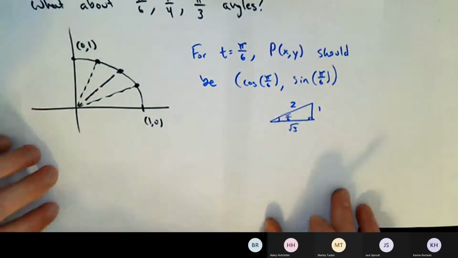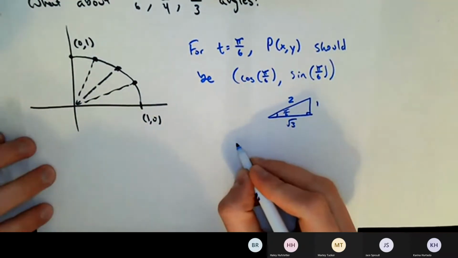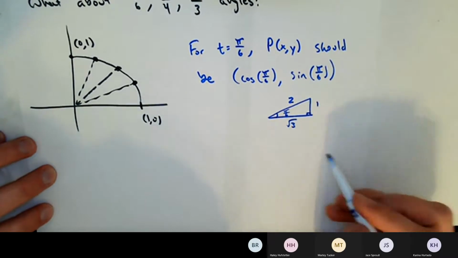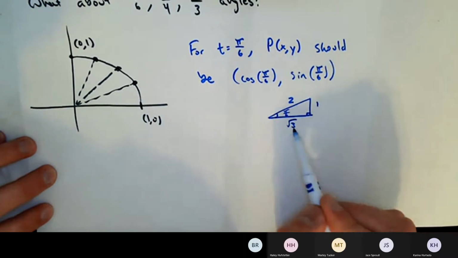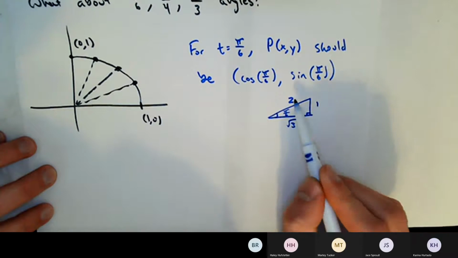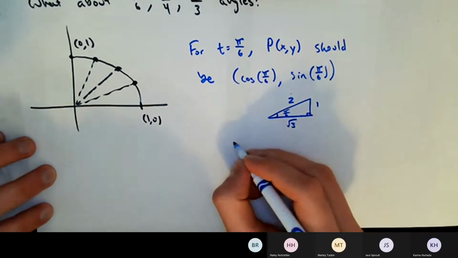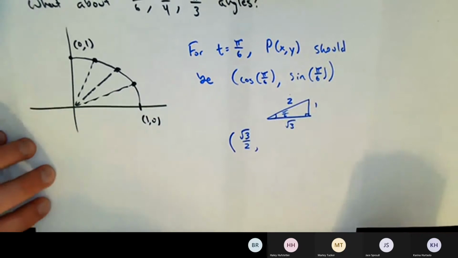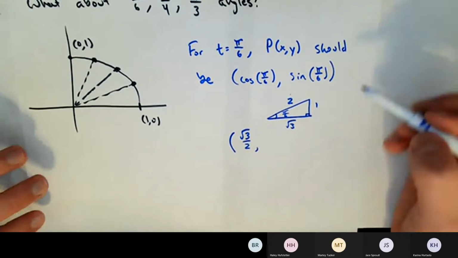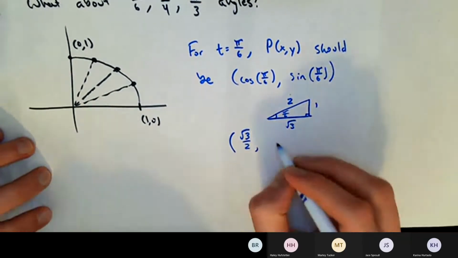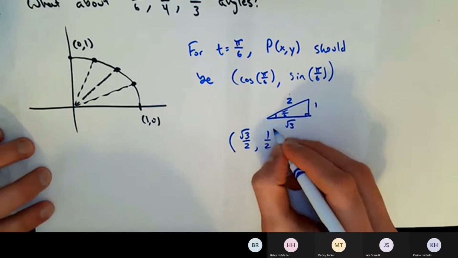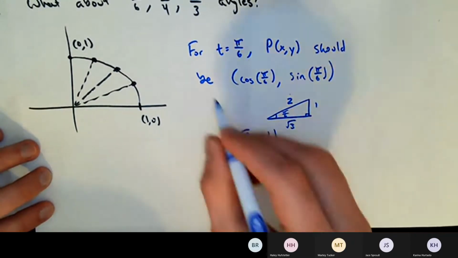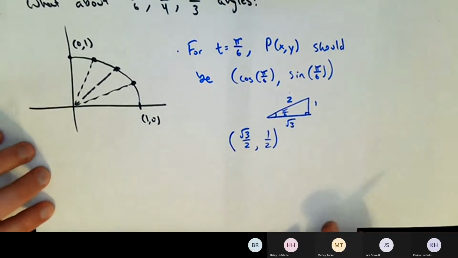Anyways, cosine of pi on 6 is supposed to be adjacent over hypotenuse. So in general, cosine in a right triangle should be adjacent over hypotenuse. So we're getting the x coordinate as square root of 3 over 2. And sine of pi on 6 is opposite over hypotenuse, so I'm getting 1 over 2. So this is for t equals pi on 6.